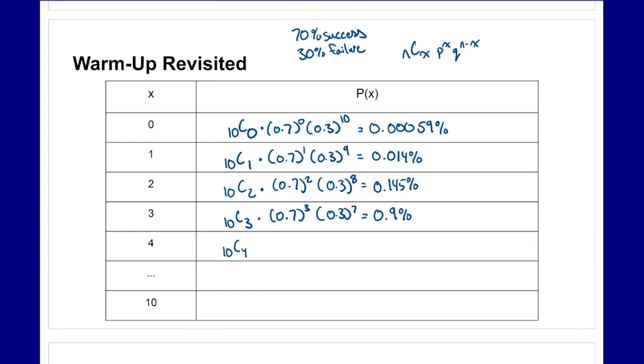So again, 10 choose 4 times 0.7 to the power of 4 times 0.3 to the power of 6 is equal to 3.67%. Again, I'm going to skip over and go right to 10. 10 choose 10 times 0.7 to the power of 10 times 0.3 to the power of 0, or 2.8. So basically that's saying there's a 2.8% chance that it works on all 10 people.